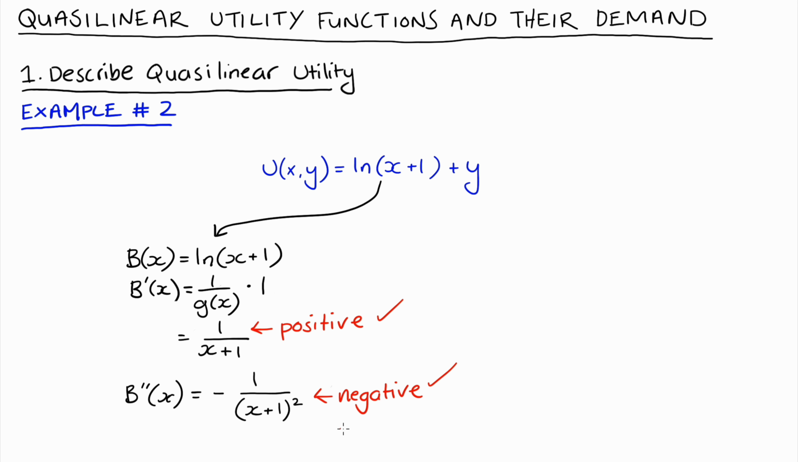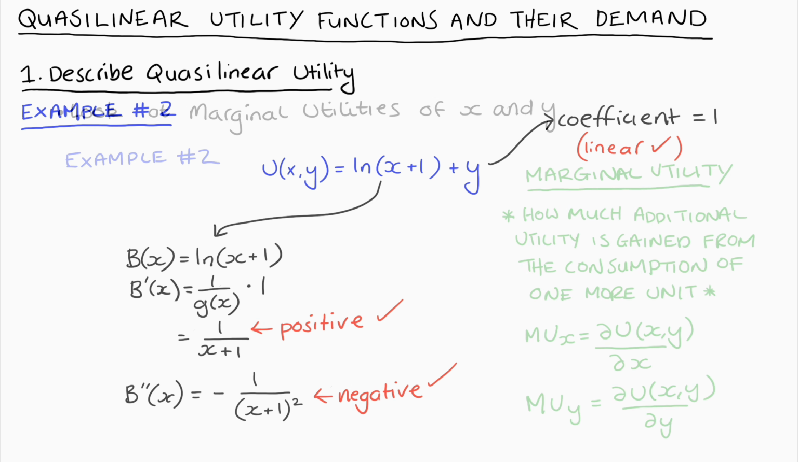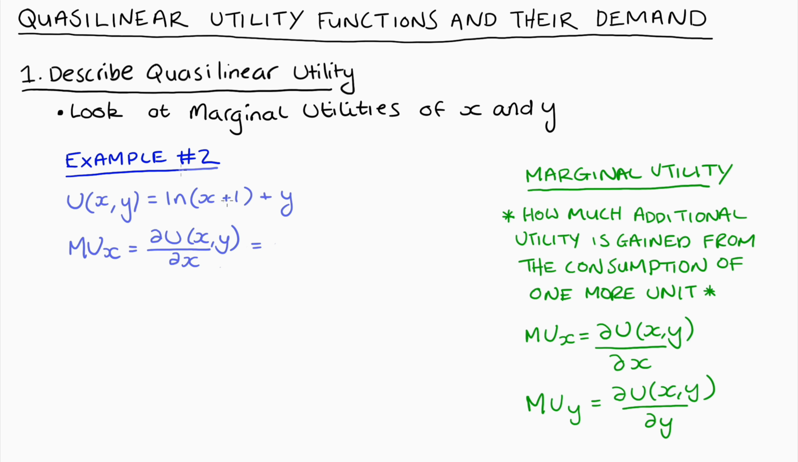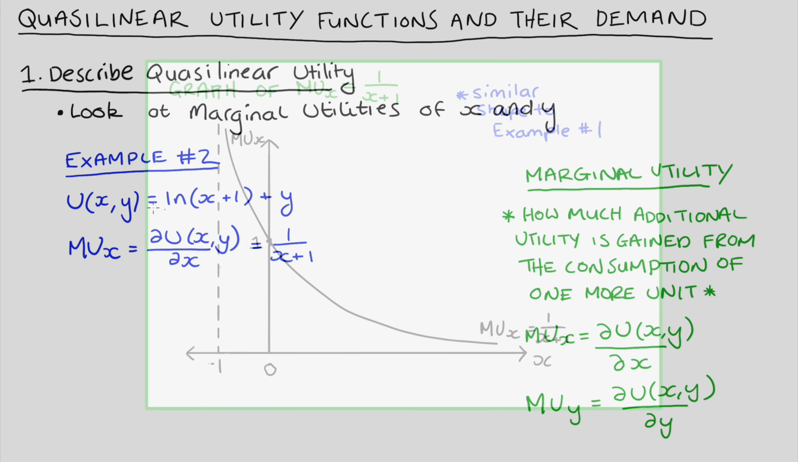So we can see we have a positive first derivative and a negative second derivative. So that's perfect. Y here also enters in a linear fashion. So we have met the requirements of quasi-linearity. We can now think about our marginal utilities. The marginal utility of x is equal to, well, the partial derivative of utility with respect to x, which will be equal to that same derivative of b of x for example 2, so 1 divided by x plus 1.